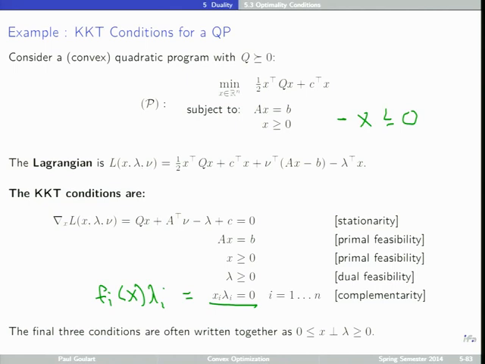Okay, and then the last piece that I need is to just differentiate this function with respect to x and set its gradient to 0. So I get this here.